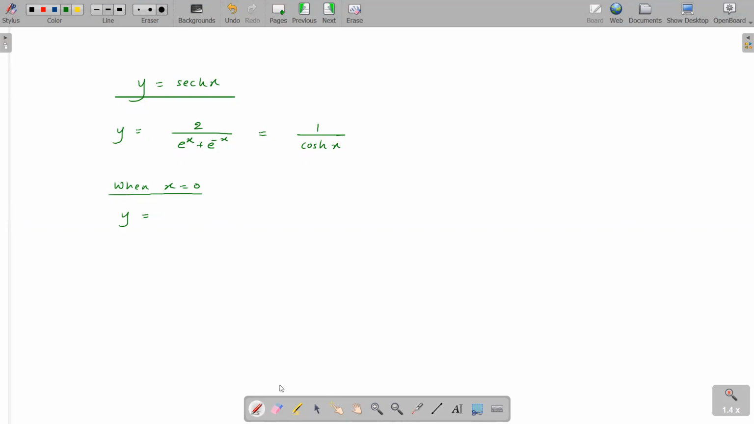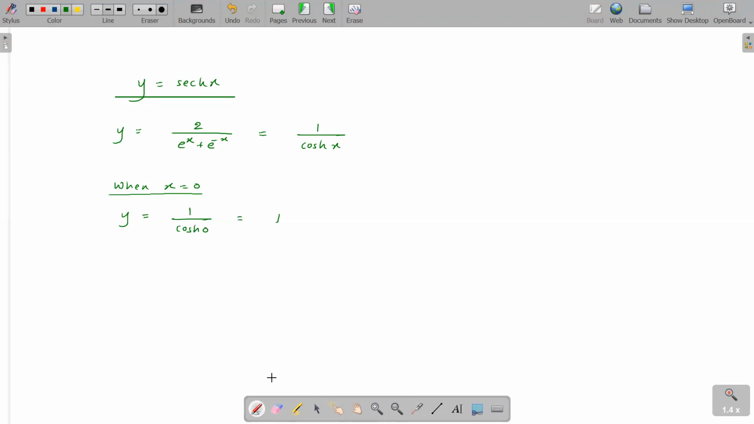So what do you get here? That's also fine. Or you could just give 2 over (e^0 + e^(-0)). That's going to be 2 over 1 plus 1, right? So that's 2 over 2, which is 1. Or you could get the answer directly from the calculator. Right, guys? 1 divided by 1, that's 1. So you can see when x is 0, the y value is 1. So that's the first coordinate. That's one solid coordinate.